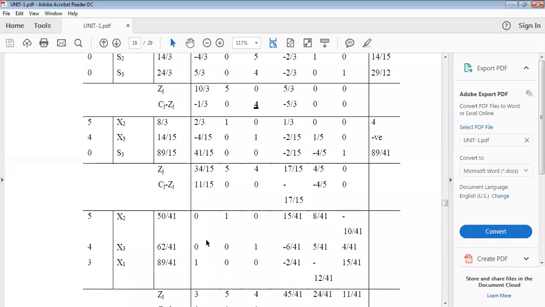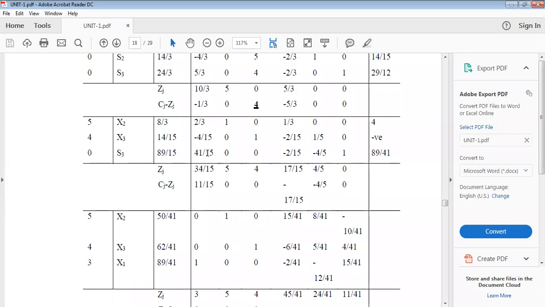41 by 15 is converted into 1. The remaining values, 2 by 3 and 4 by 15, are going to be marked as 0. Now, this is the key element. You have to mark this as the key element. So the key element is converted into 1 by multiplying it by 15 by 41.